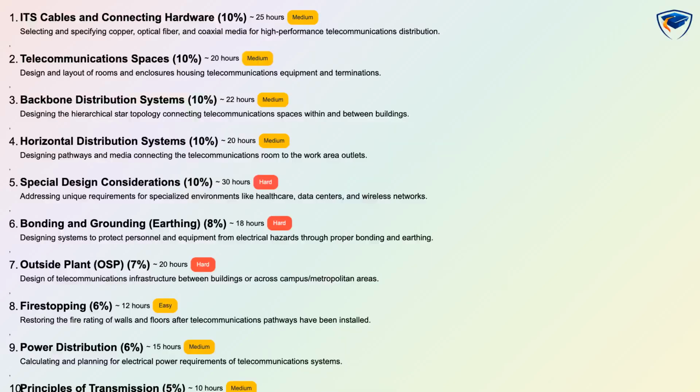The RCDD exam covers 14 domains with precise weights: 5 core areas at 10% each, bonding and grounding at 8%, outside plant at 7%, fire stopping and power distribution at 6% each, principles of transmission, electromagnetic compatibility, and telecommunications administration at 5% each, and structured cabling systems and field testing at 4% each.